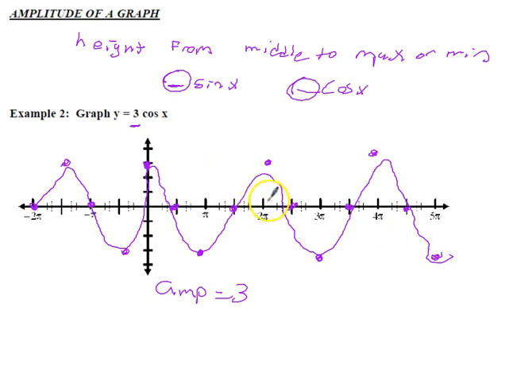So again, our amplitude is how high from here, the middle of the graph, which is the x-axis in this case, up. So there's our amplitude of 3. And if we look, everywhere we look on here, it's going to have that amplitude of 3.